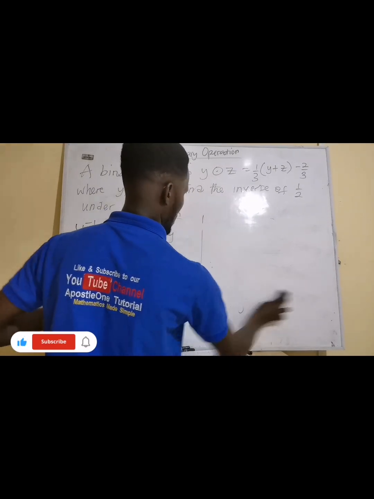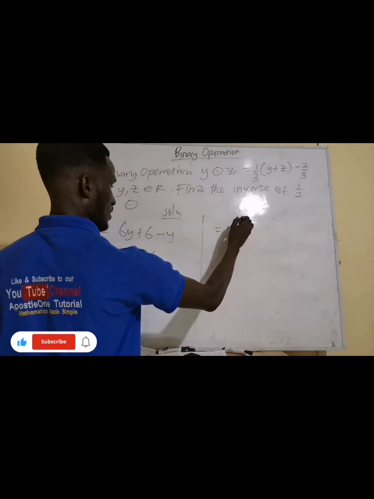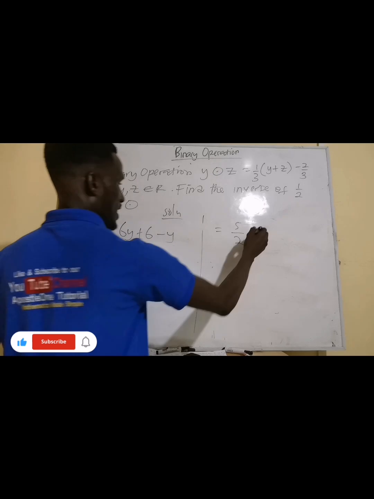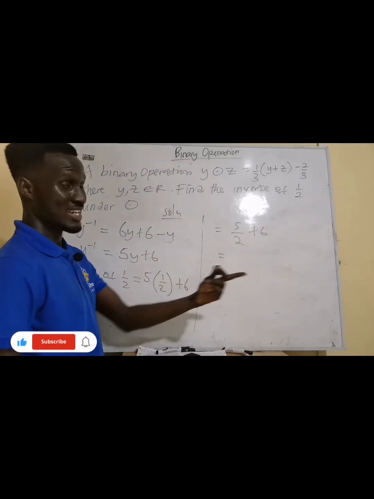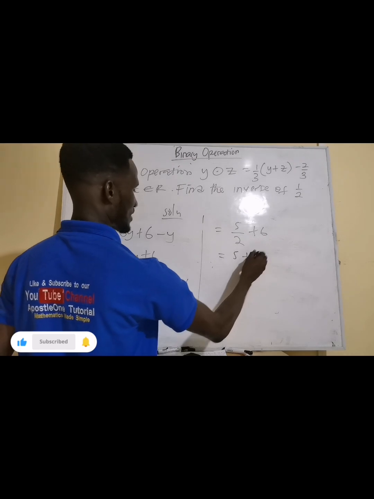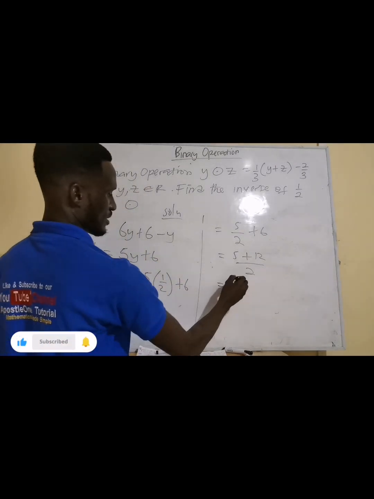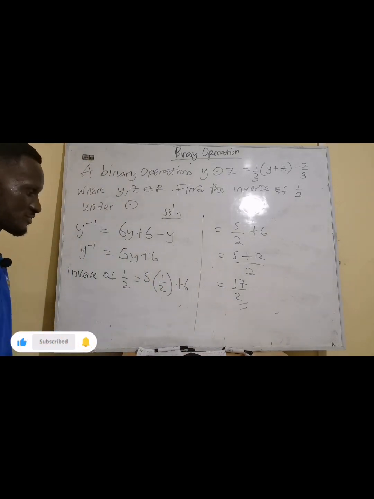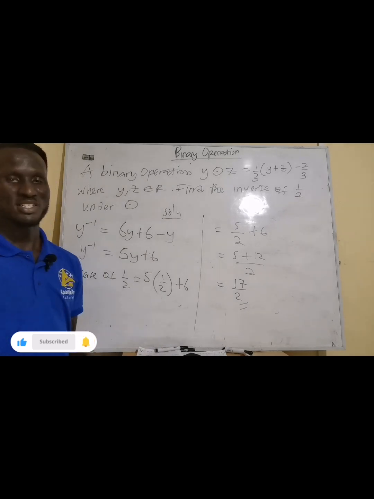So let's simplify this one. This one is the same as what? 5 over 2, right? Because 5 times 1 will give us 5 over 2. Now plus 6. So this one is important. You can do it anyhow to get the answer. So we have 5 plus what? 12 over 2. We have what? 17 divided by 2. So this is the inverse of 1 out of 2 for this special question.